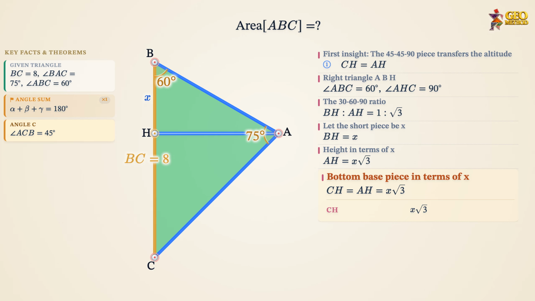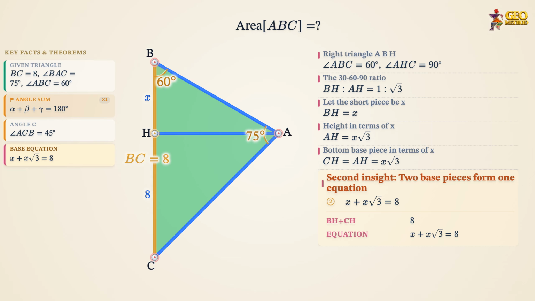Back in the bottom piece, we found the base leg segment CH equals the height segment AH. Since the height is X times the square root of 3, the bottom base piece segment CH is also X times the square root of 3. A second insight now finishes the structure. Two base pieces form one equation.